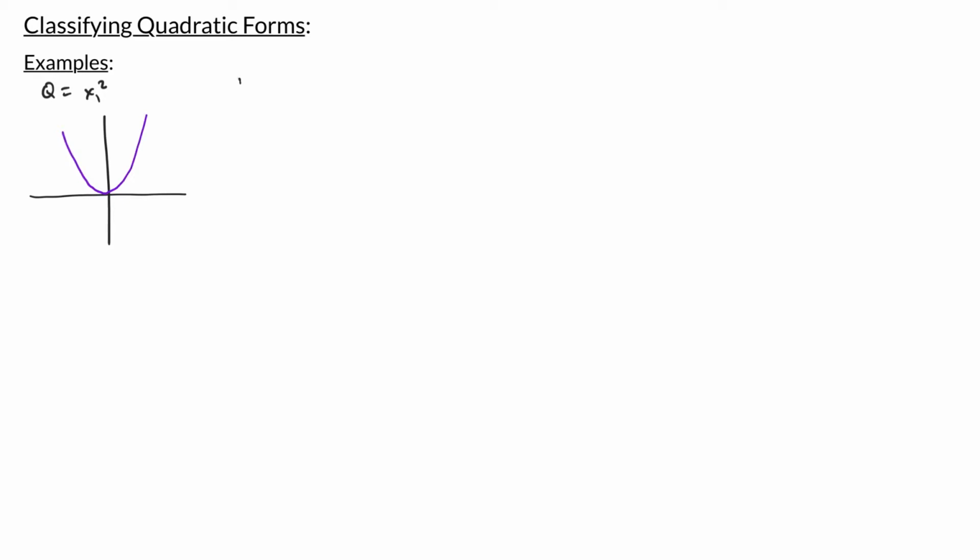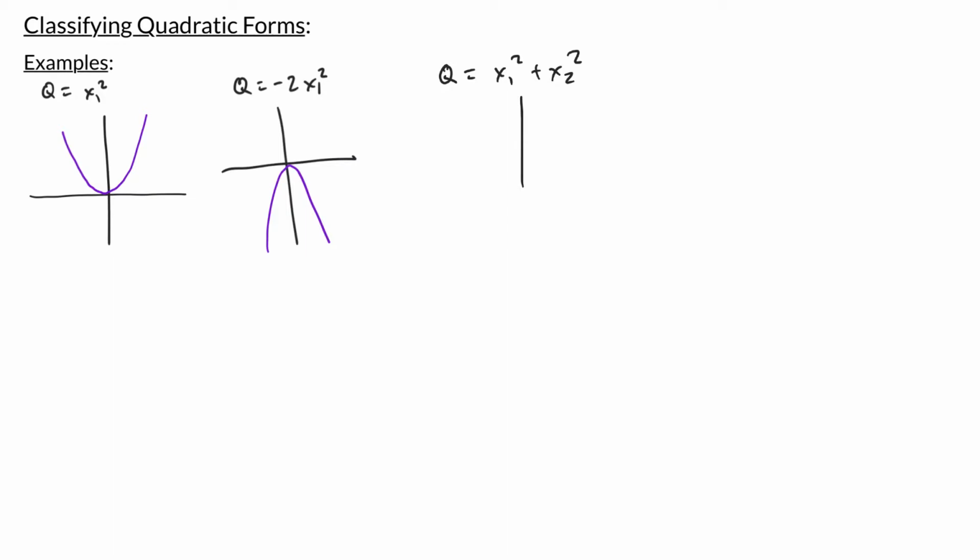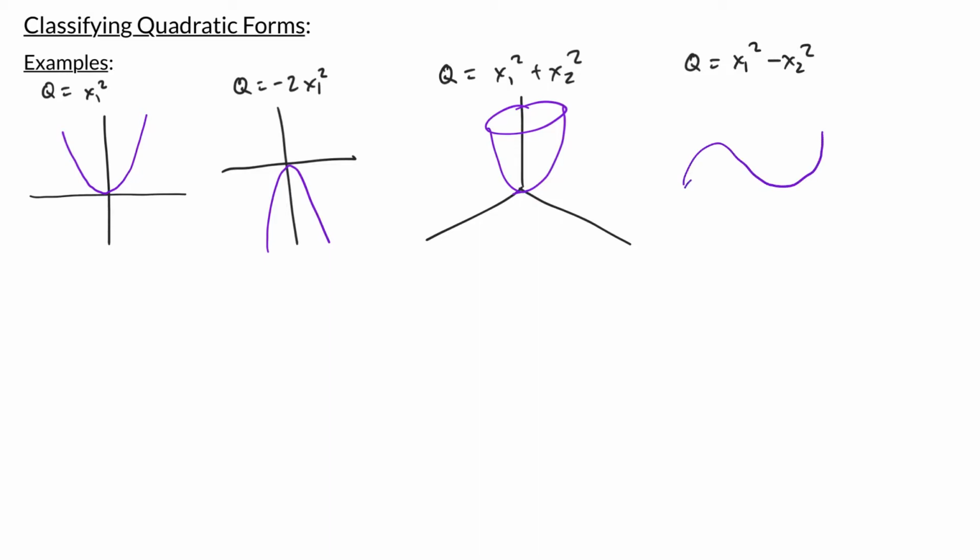If I have the quadratic form q equals, say, negative 2x1 squared, then that's going to look like an inverted parabola. Now, if I have a quadratic form with more variables, say q equals x1 squared plus x2 squared, then I can draw this in 3 dimensions, and the shape that we have is a paraboloid. And if I have a quadratic form like q equals x1 squared minus x2 squared, then we have a hyperbolic surface. What you may have learned in calculus is that these surfaces have saddle points in the middle.